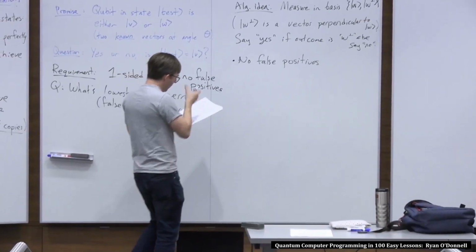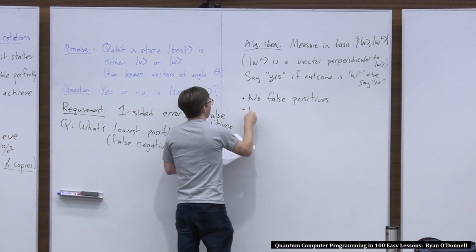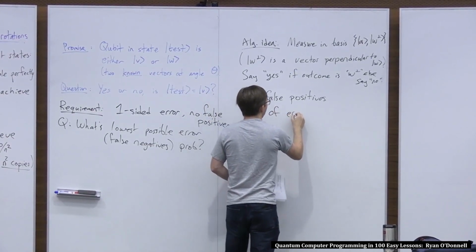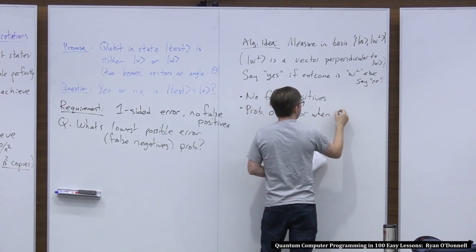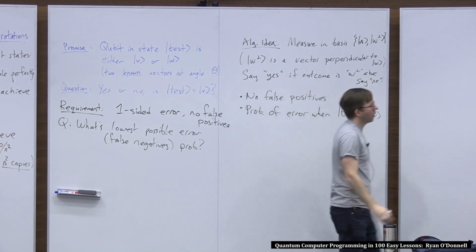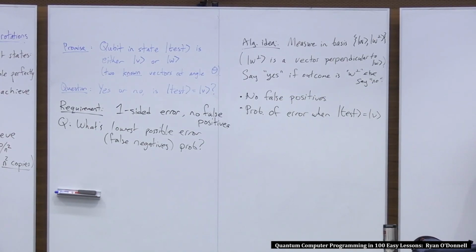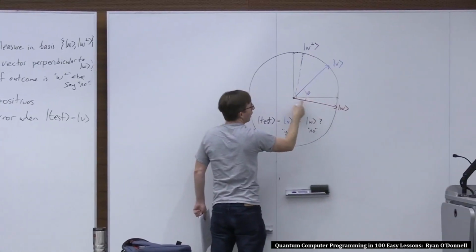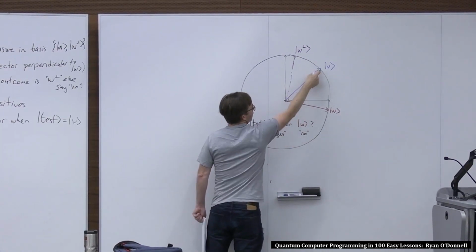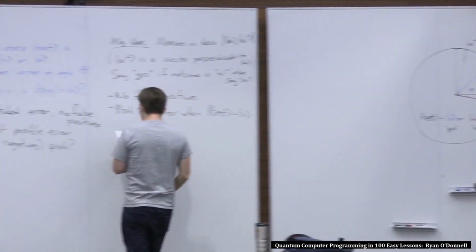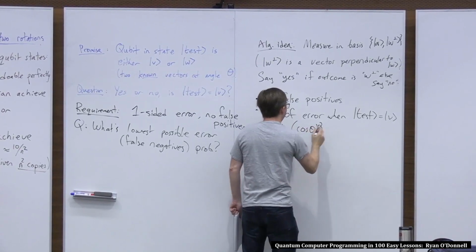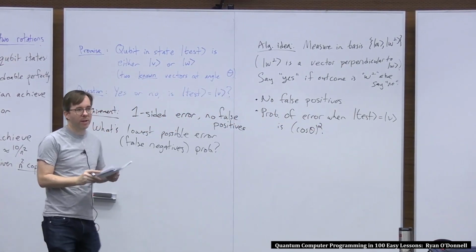But it has some false negatives, I'll just say error, when the true vector is V. Well, you imagine the true vector is V, and you're hoping the measurement outcome is this one, and you get an error if the measurement outcome is W. So the probability the measurement outcome is W when the vector is V is cos theta squared. Okay, cos theta squared. And what that is depends on theta, of course.